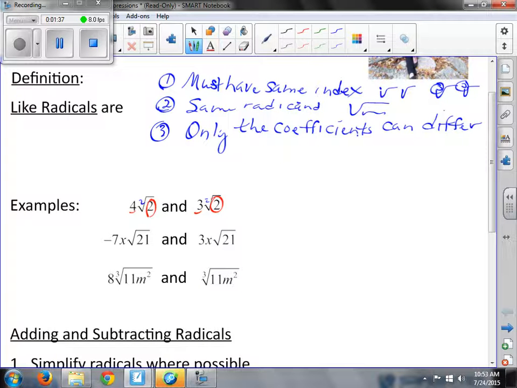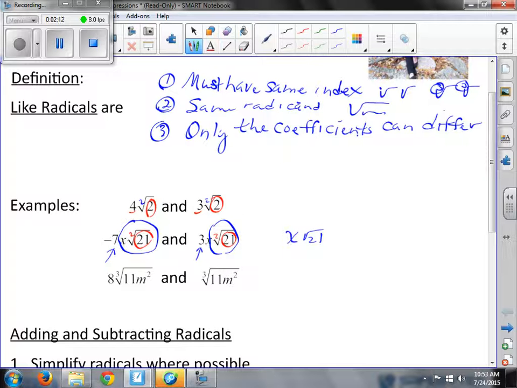They have the same index because they're both understood to be square roots. They have the same radicand, the exact same thing under the radical. Only the coefficients differ. You see, one of the coefficients is a -7 and the other one is a 3. The like part here is x square roots of 21. That's the like part, x square roots of 21. When they're like terms, they have to have a like part. Only you add the coefficients.